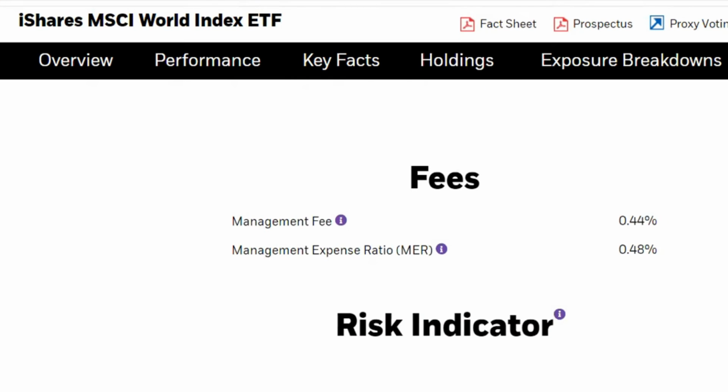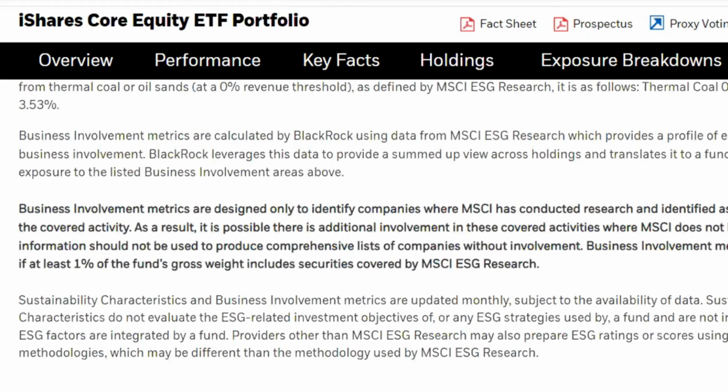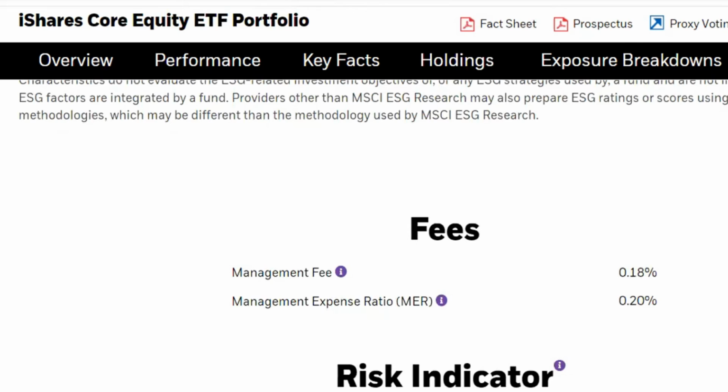Now let's just talk about fees as well. When it comes to MER, management expense ratio, for XWD, you're looking at a fee of 0.48%, close to 0.5%. Whereas the management expense ratio for XEQT is a lot less than half, at 0.20%.